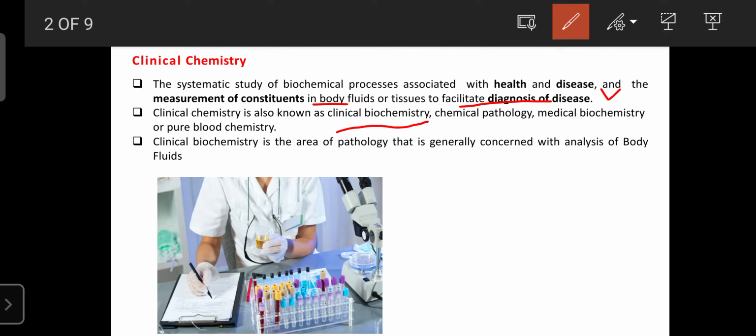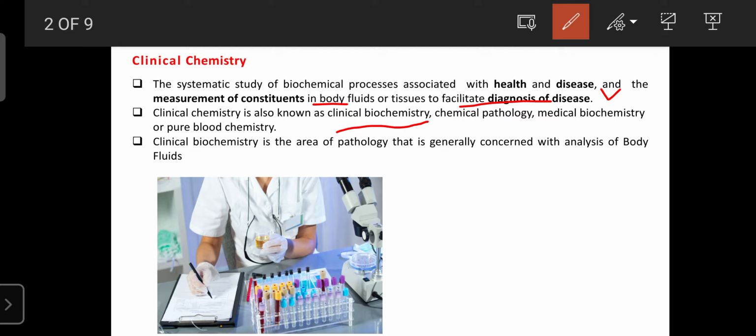So that's why it is also known as clinical chemistry, biochemistry, as well as chemical pathology, because with their help they can study the tissues and organs environment, as well as the body sites, which is also known as chemical pathology. And it was also known as medical biochemistry.